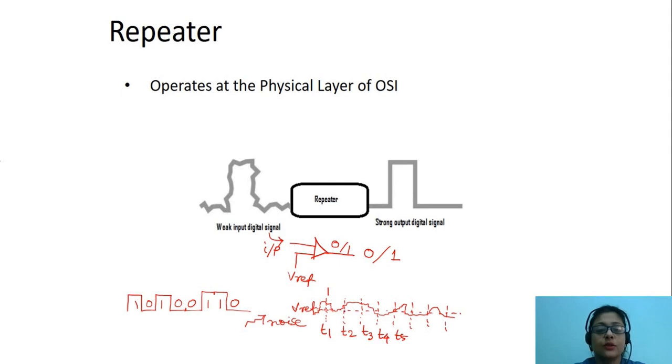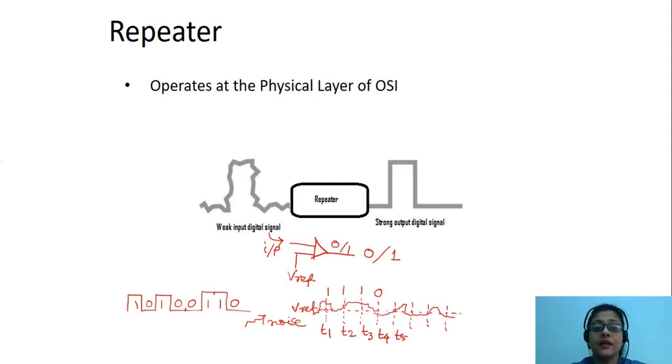At this instant also, at T2, this value is also higher than the reference voltage, so it will give a 1. Similarly at this instant, but you see at this instant, it is lower, so it will be giving a 0. Accordingly, the output will consist of 1, 1, 1, 0. But you see here, you compare with the input, this is totally wrong. That means the original signal has been overwhelmed with so much noise that it is getting distorted.